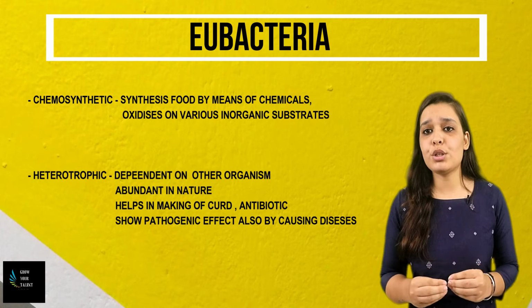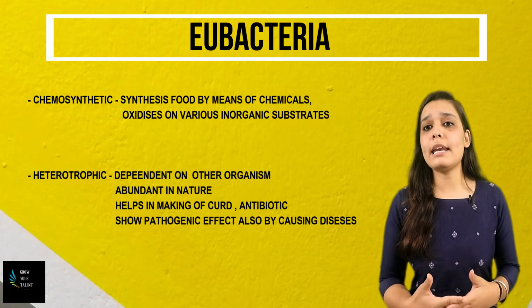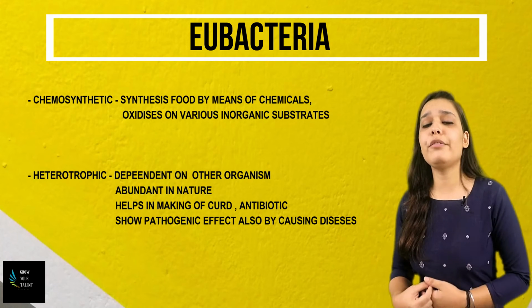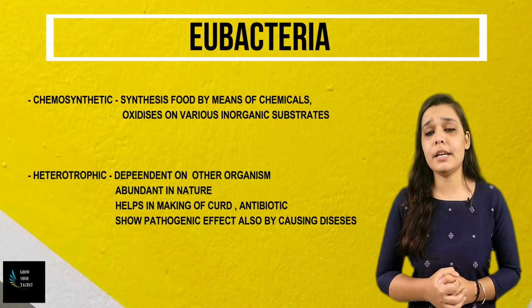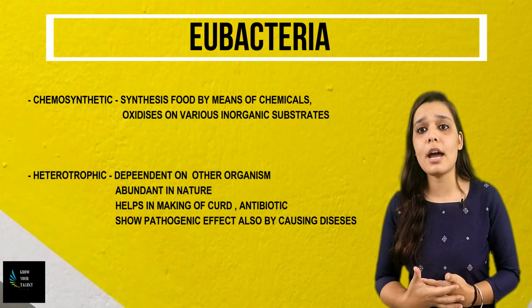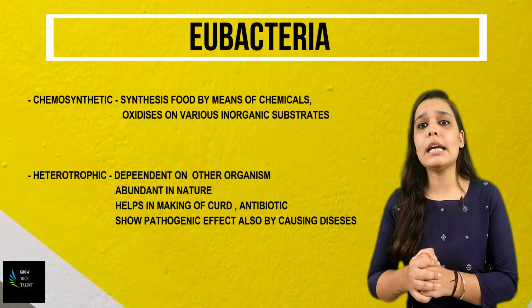Chemosynthetic bacteria oxidize various inorganic substrates such as nitrogen and ammonia, and use their released energy for ATP production. These bacteria are used for recycling nutrients such as nitrites, phosphorus, iron and sulfur.